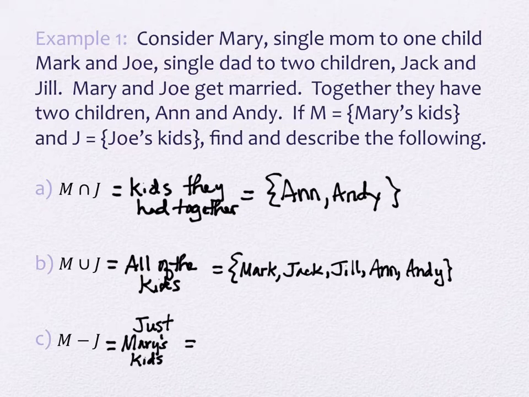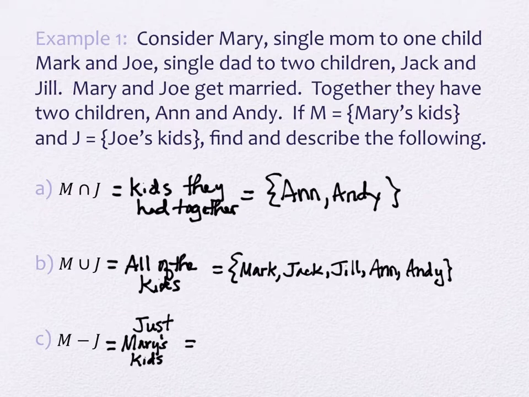So were Anne and Andy the 2 kids they had together, or the kids he had before marriage? Anne and Andy are the 2 kids they have together. It's what it says: together they have 2 children. Single dad to 2 children, Jack and Jill. Joe has Jack and Jill, and then he marries Mary, and they have 2 more kids, Anne and Andy.